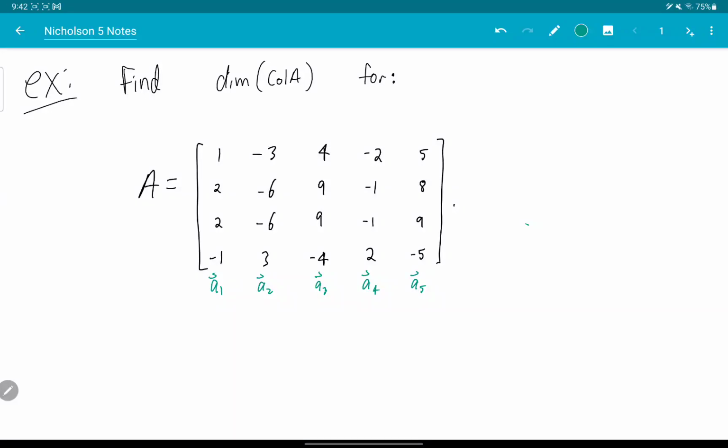Okay, here's an example for you. Here's the matrix A. I want to find the dimension of the column space. So the first thing I need to do is find a basis of the column space.